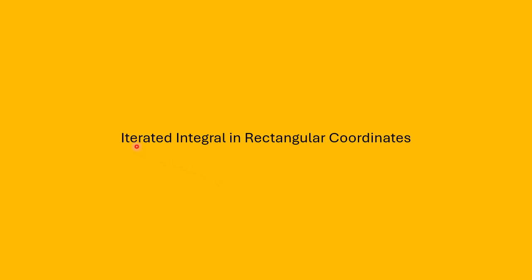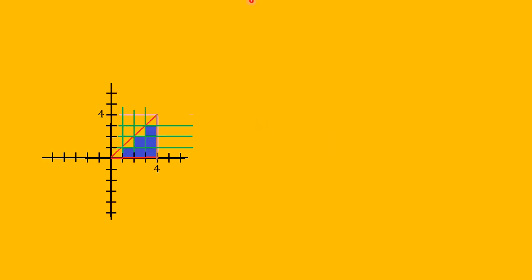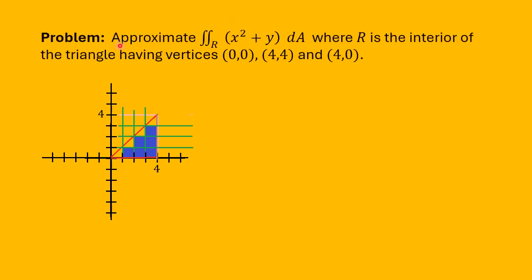So now let's look first at an iterated integral in rectangular coordinates. Let's consider the following problem. Approximate the double integral over R of x squared plus y dA, where R is the interior of the triangle having vertices, and if we look over here, vertices 0, 0, which is right here, 4, 4, which is up here, and 4, 0, which is here.